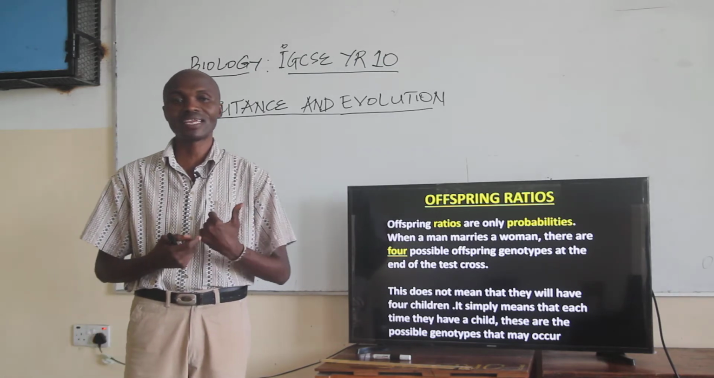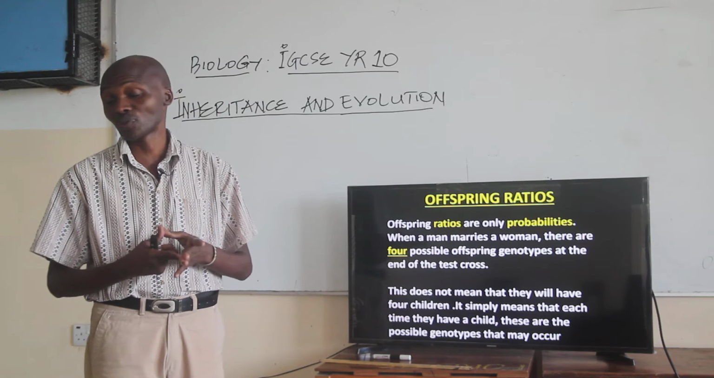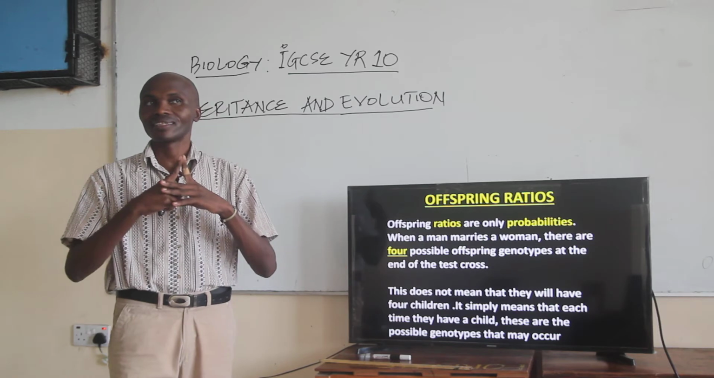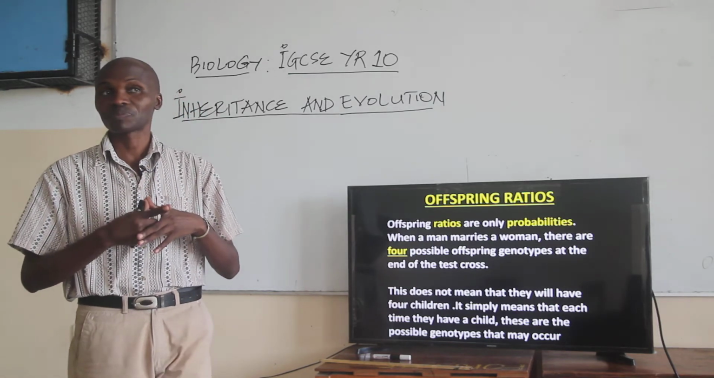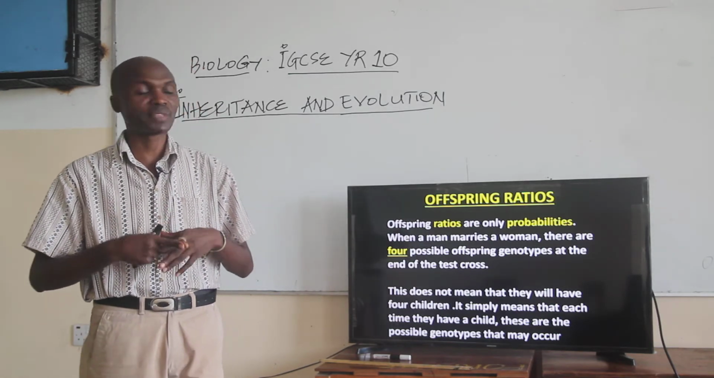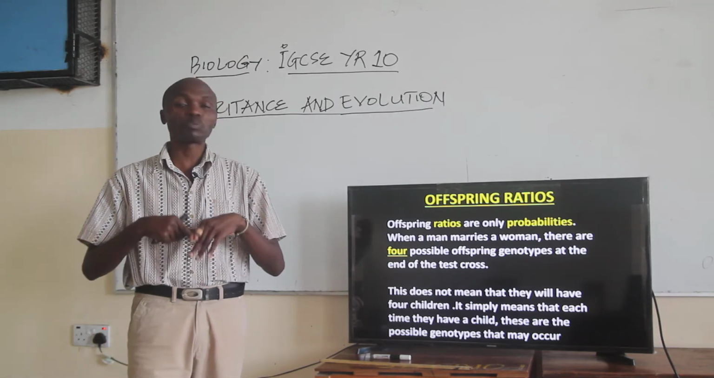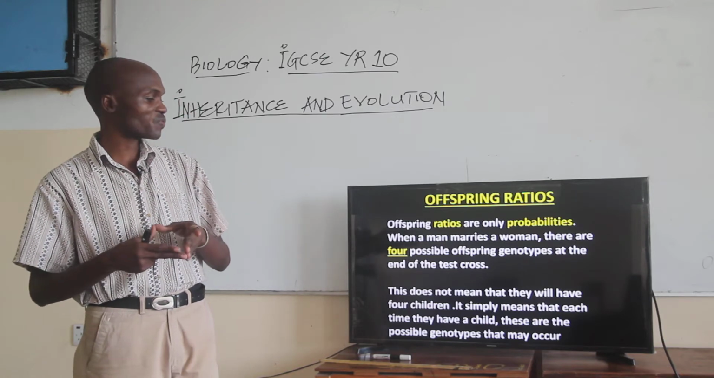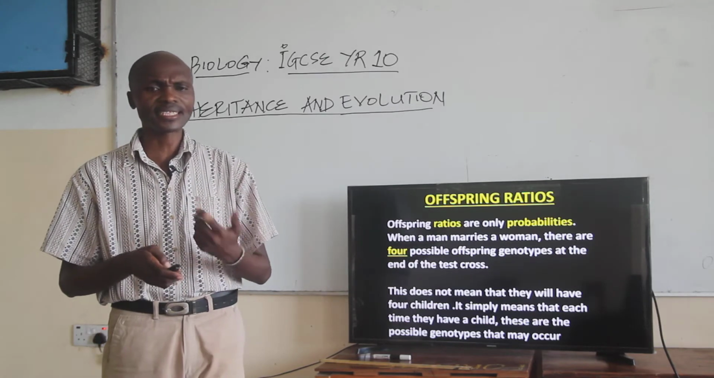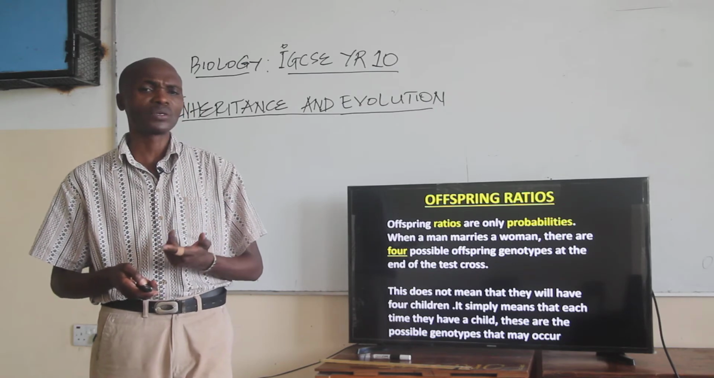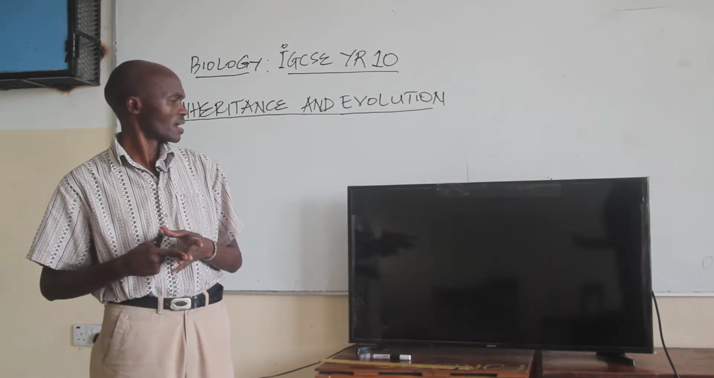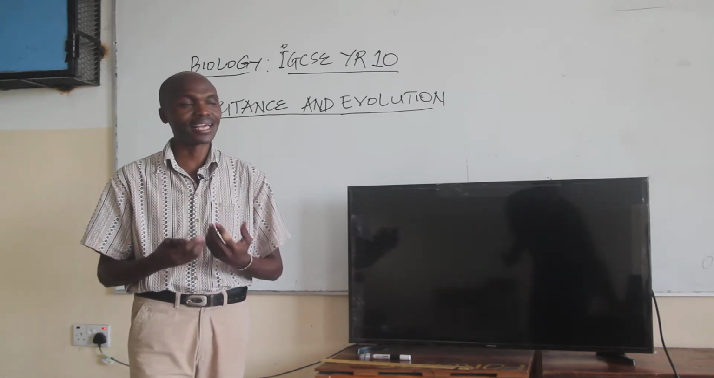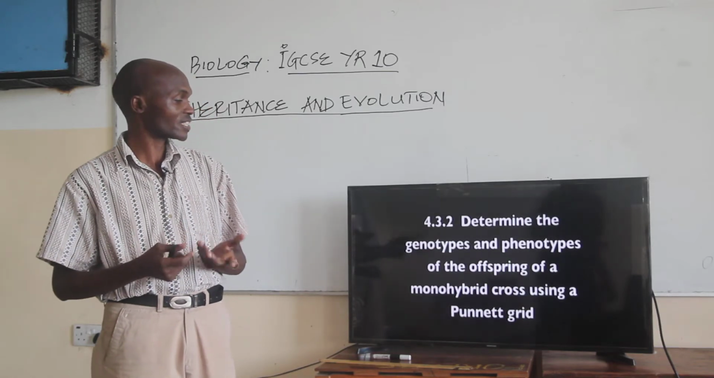Now, this does not mean that they actually have 4 children. Saying that there are 4 possible outcomes does not imply that they are going to have 4 children. It simply means that each time they have a child, these are the possible genotypes that may occur. So before we proceed, I would want us to watch a small clip on these genotypic crosses and see how they are likely to occur. Let's watch the clip.